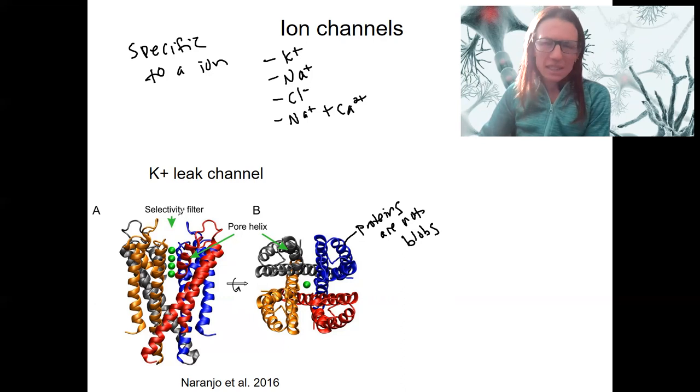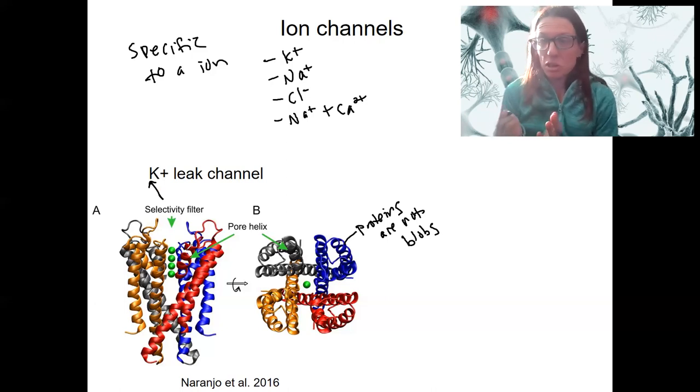This term, selectivity filter, is the idea that this particular channel is selective to potassium, right? Based on the structure of its alpha helices, of itself. Potassium and sodium are very similar size and they're the same charge. So it's amazing that our proteins can be this specific.